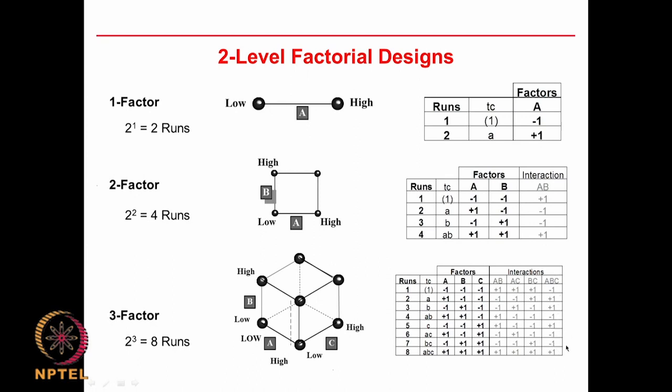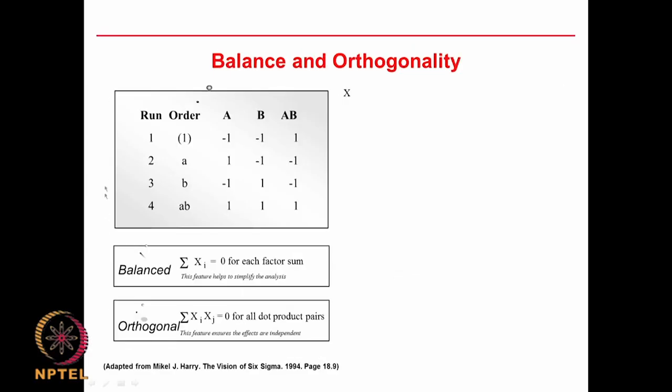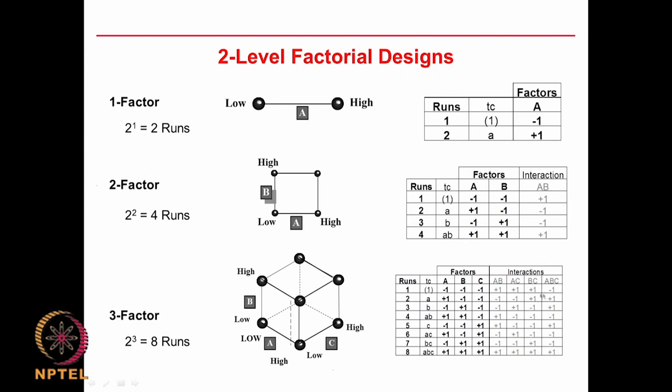Okay. So, the factorial designs are always balanced. They are called balanced because if you look at the A effect, 4 pluses, 4 minuses, B effect, 4 pluses, 4 minuses, and they are also called orthogonal because these interactions are also balanced. If you look at BC, it has 4 pluses, 4 minuses. Look at AC, it has 4 pluses, 4 minuses. So, balanced as well as orthogonal.